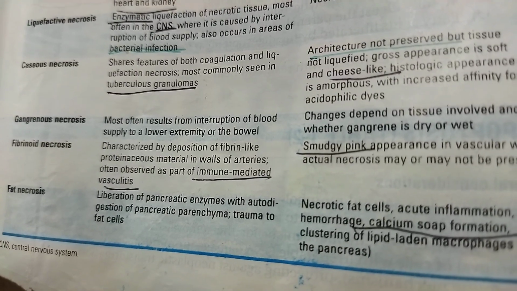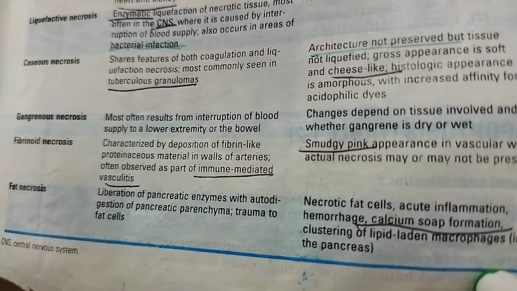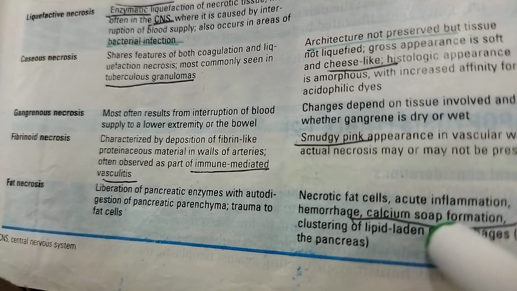Clustering of lipid macrophages occurs in which type of necrosis? Again, fat necrosis. Okay, this is an important MCQ too.